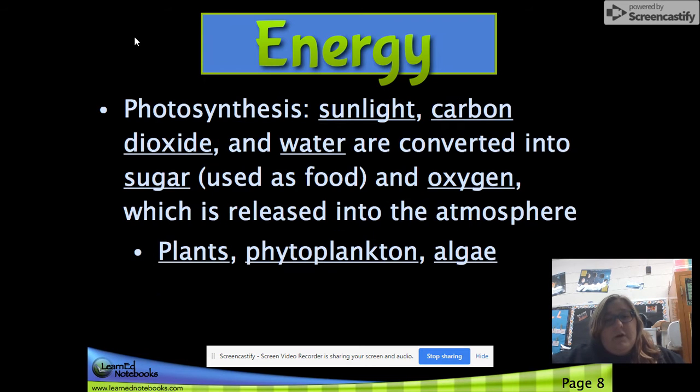Remember, they're going to talk about photosynthesis. Photosynthesis is taking the sunlight, the carbon dioxide, and the water, making sugar that we use as food, and oxygen that's released in the atmosphere. So sunlight, carbon, we're breathing it out. Water, they're pulling up through their roots. We talked about this in plant unit. And oxygen, we need it to live. Plants, phytoplankton, and algae are 3 things that do that.